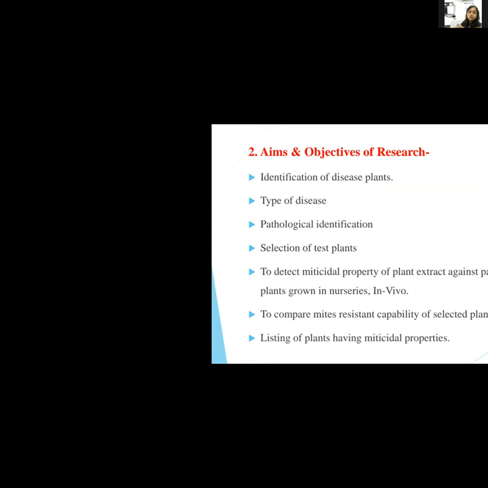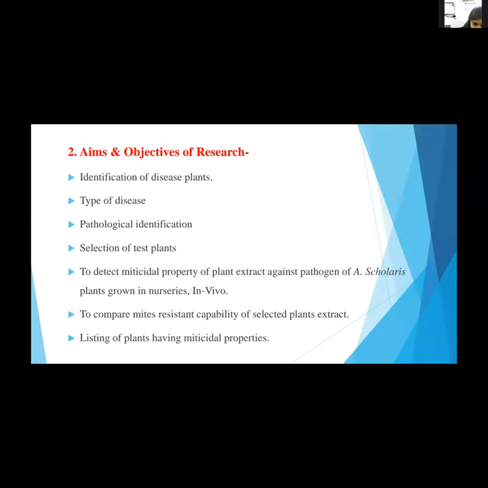These are the aims and objectives of research: identification of diseased plants, types of disease, pathological identification, selection of test plants, and to detect the miticidal property of plant extracts against the pathogen of Alstonia scholaris plants grown in nursery. Basically, this work I have done in nurseries, and I have treated them under in vivo conditions. Then, to compare the mite resistance capability of selected plant extracts, and listing of plants having miticidal properties.